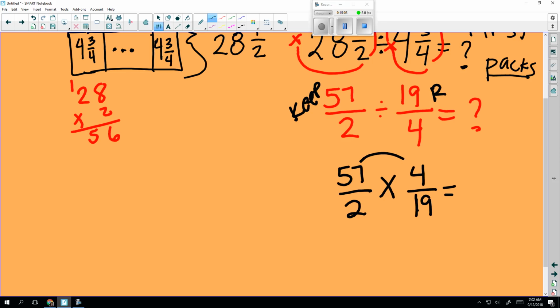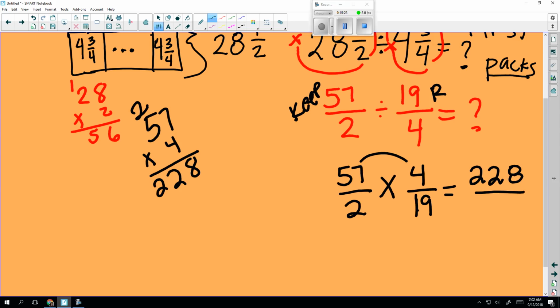Well, 57 times 4, again, I don't know that, so I'm going to come over here. I know that 4 times 7 is 28. 4 times 5 is 20, plus 2 is 22. Okay, so I know that I have 228. And I know on my bottom, 2 times 19, just so that I'm safe, is 38. Right? Yeah. 38. Okay?